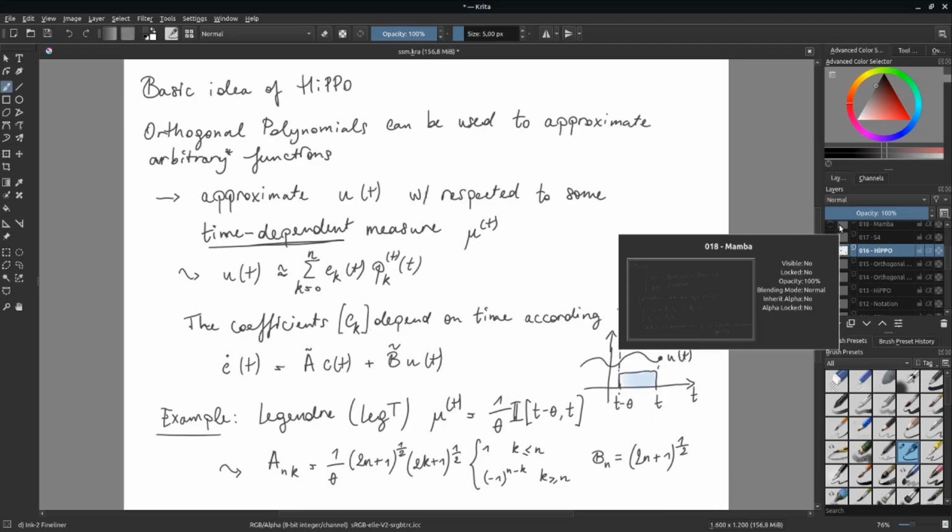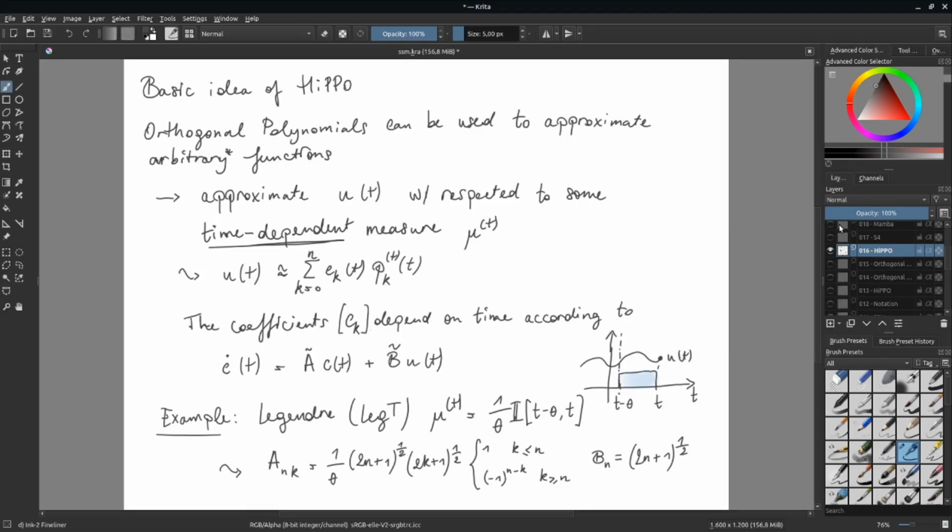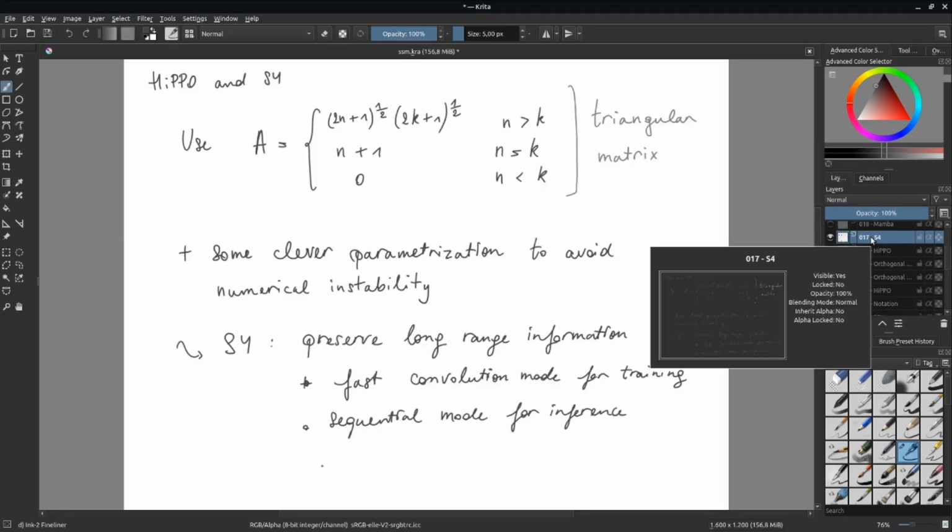You keep an approximation of your previous state with respect to some basis of functions, and because you're sliding through time, you have to keep updating it, but you can do that with an ODE. And so in the end, you just use this matrix A, for example, in S4.